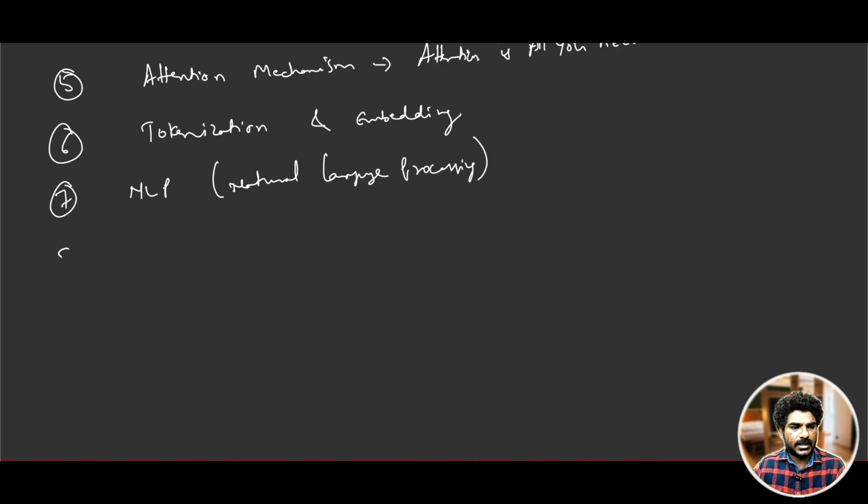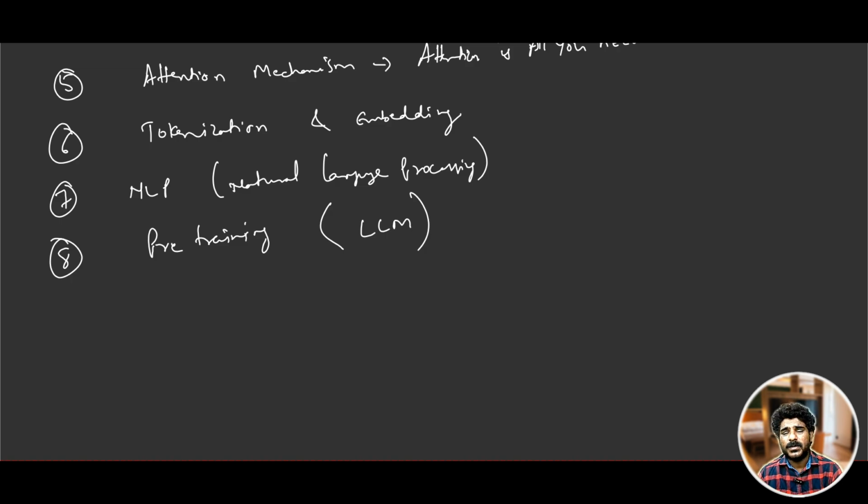Point number 8 is pre-training. There are pre-training models already available, these LLM pre-trained models, and we need to understand them. Suppose you have a huge amount of corpus text data, and you need to train your model on top of it, or you need to find some kind of patterns or insights from that particular text data, right?